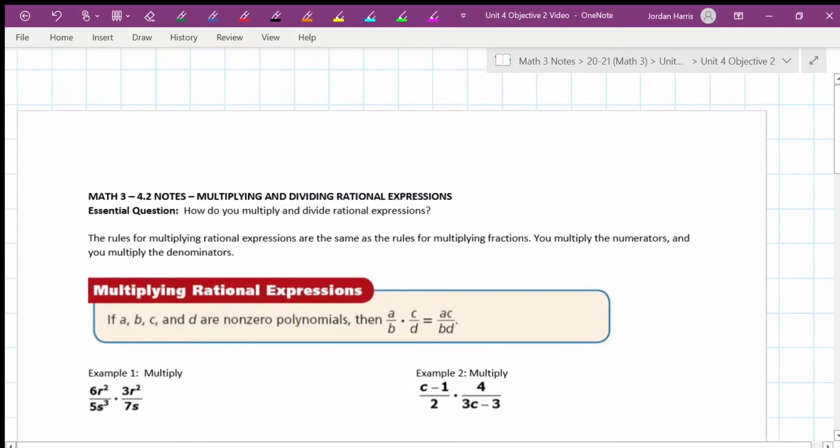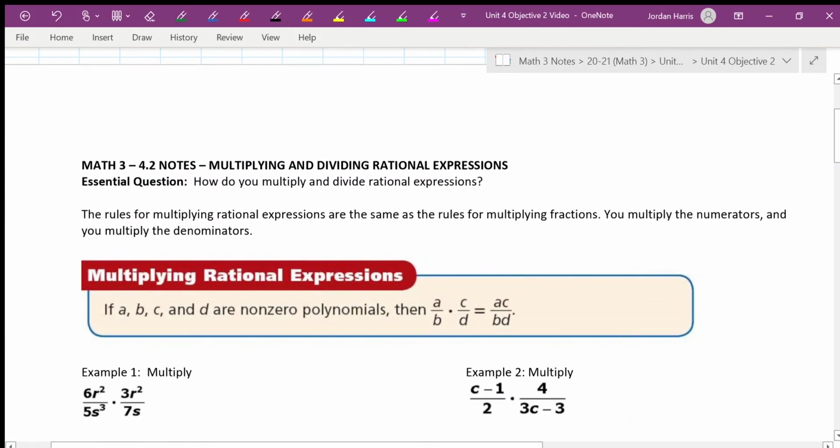This is 4.2, multiplying and dividing rational expressions. So you have your essential question that you're going to answer at the end. How do you multiply and divide rational expressions?